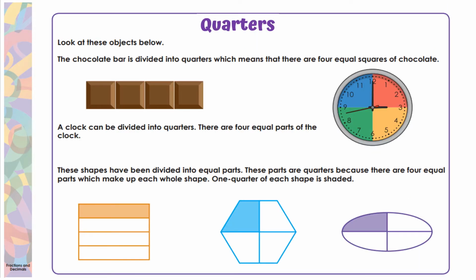When we're talking about quarters, look at these objects below. The chocolate bar has been divided into quarters, which means there are 4 equal squares of chocolate. The clock has been divided into quarters. There are 4 equal parts of the clock. These shapes have been divided into equal parts. These parts are quarters because they are 4 equal parts which make up the whole shape. 1/4 of each shape has been shaded.